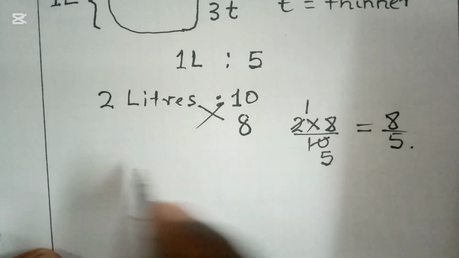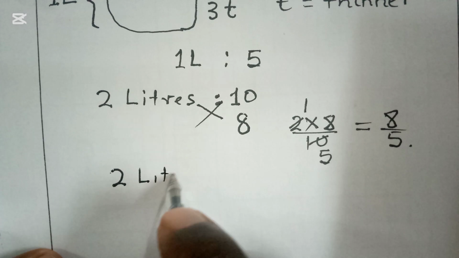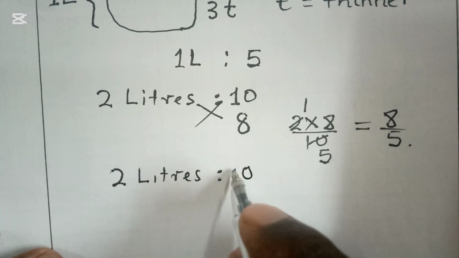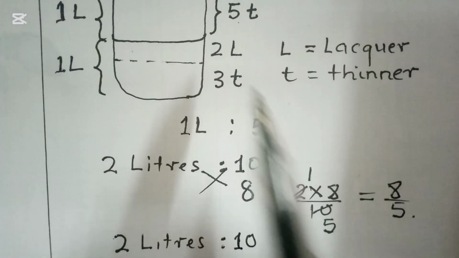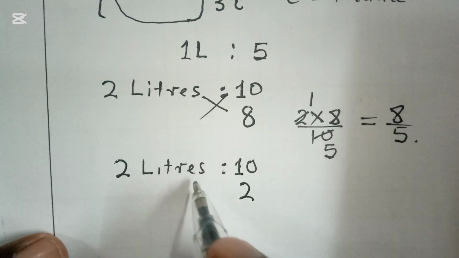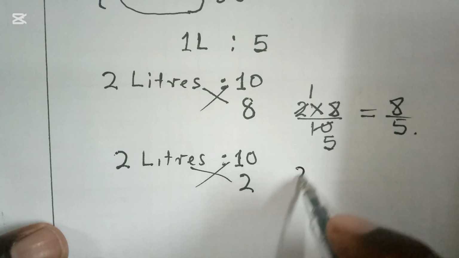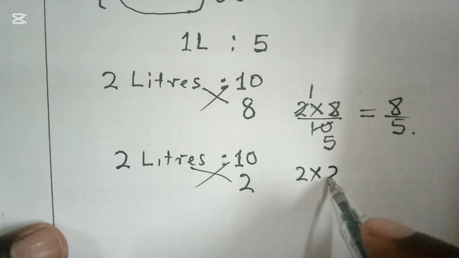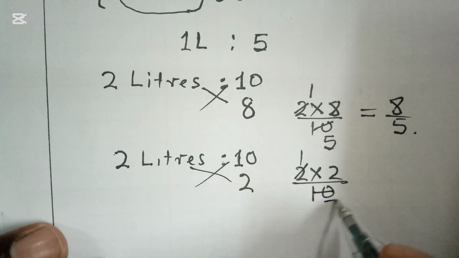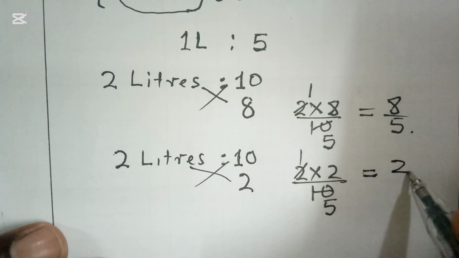We now go for liquor. We are saying 2 liters, the total is represented by 10 parts. The total parts are 10. But now for liquor, we have 2. So we shall say 2 there, and then we do cross multiplication. So this is now going to be 2 times 2 all over 10. So this gives us by 2, 1 by 2, 5. And so therefore, guys, we are going to have 2 all over 5.